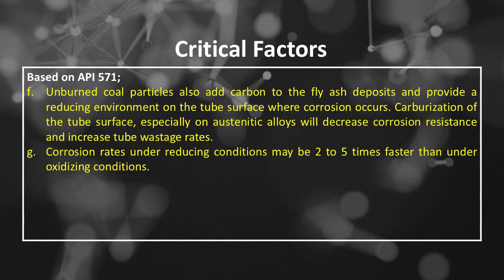Number F: unburned coal particles also add carbon to the fly ash deposits and provide a reducing environment on the tube surface where corrosion occurs. Carburization of the tube surface, especially on austenitic alloys, will decrease corrosion resistance and increase tube wastage rates. Number G: corrosion rates under reducing conditions may be 2 to 5 times faster than under oxidizing conditions.